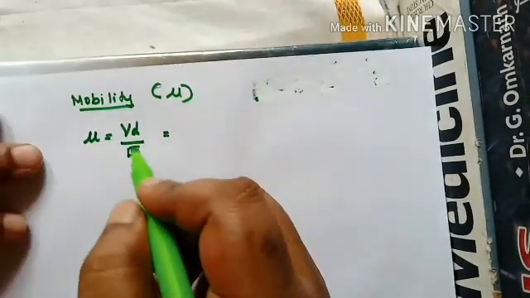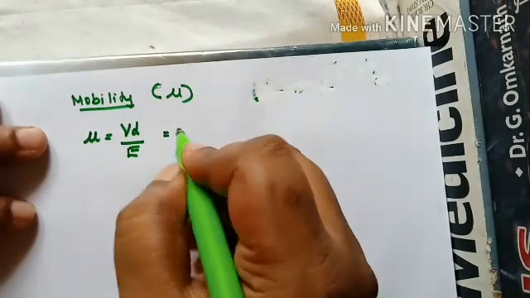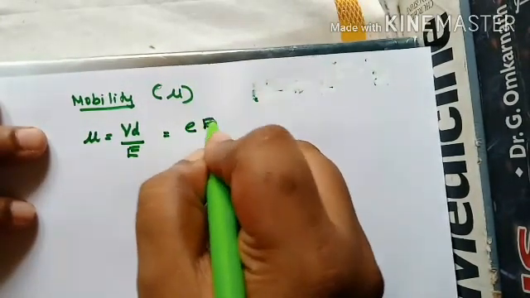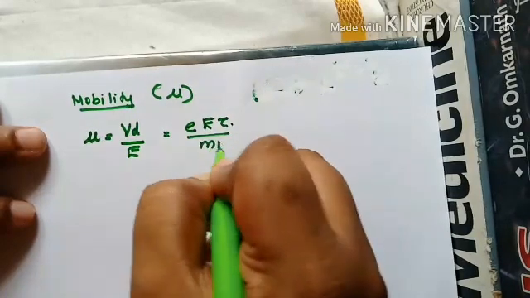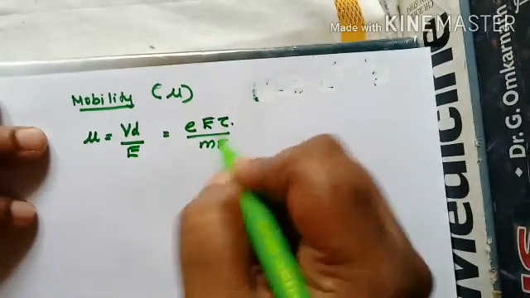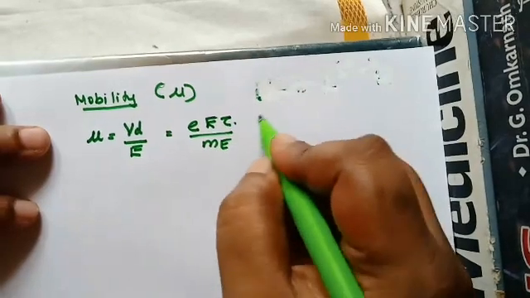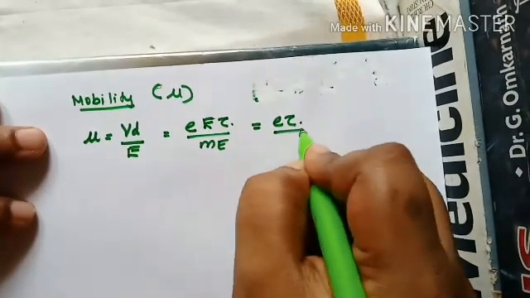Now we'll put the expression of drift velocity which we learned earlier, small e capital E tau by m. Right, so can I cancel the term? Yes, I can cancel E, so that it becomes e tau by m.